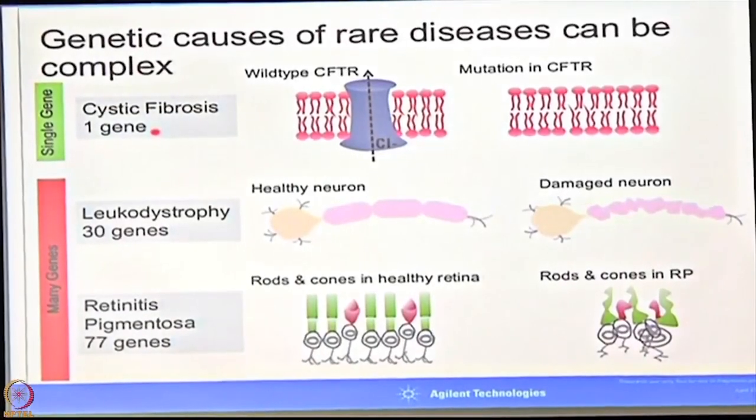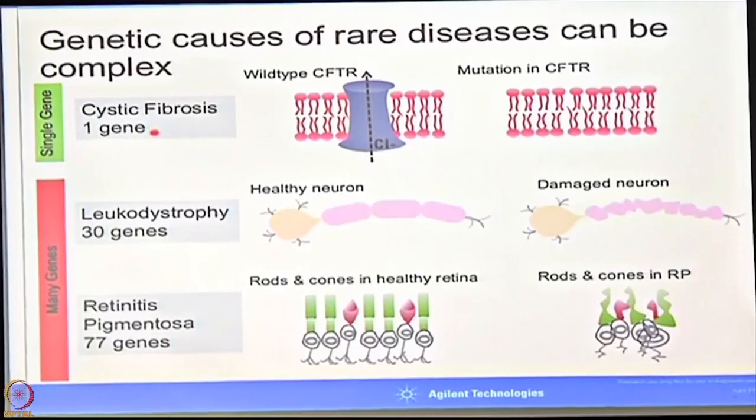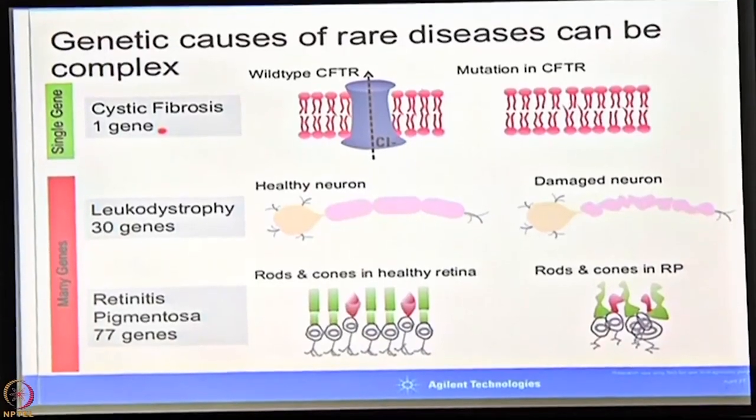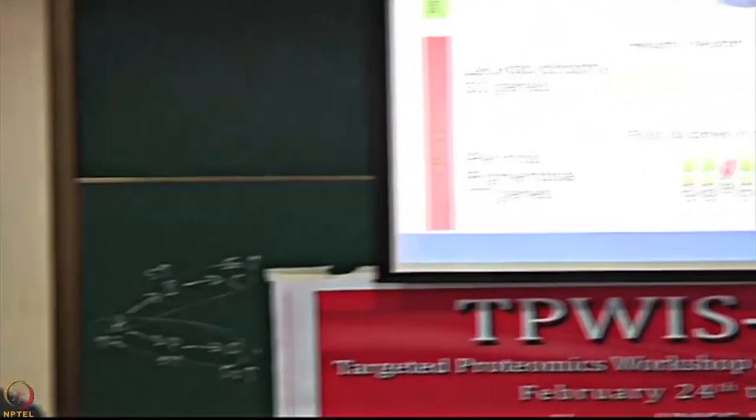So what is the cause of this? The cause is sometimes a single gene, or sometimes multiple genes. The first one, cystic fibrosis, involves only one gene, that is CFTR. There are several mutations in CFTR, and then this transmembrane transporter is disturbed, and that causes cystic fibrosis. So in cystic fibrosis, only one gene is affected.